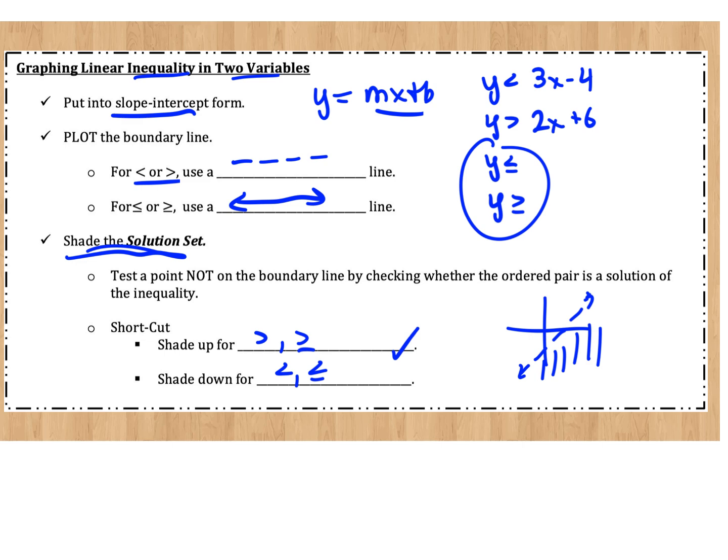And it's always a good idea to test a point. Test a point and see if it's true or false. Easiest point to test is the origin, 0, 0, if you can do it. Otherwise, pick something simple. Usually 1, 1 would be pretty easy, or something simple that you can test.